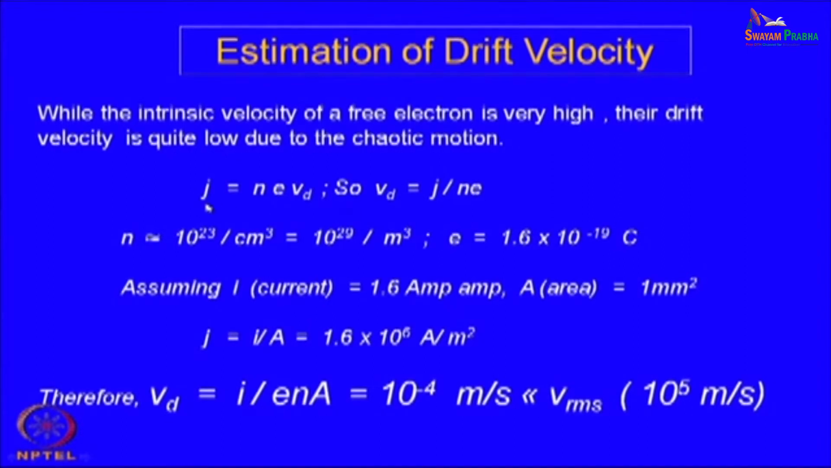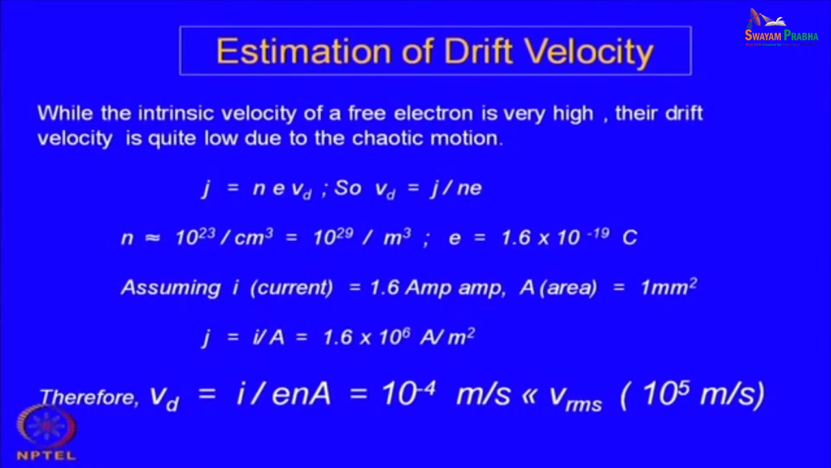Once again, the definition of current density. So, the V d is J by N e, where N is around the Avogadro's number, about 10 to the power 29 per meter cube, and e is the electronic charge. So, assuming J about 1.6 amp per meter square.